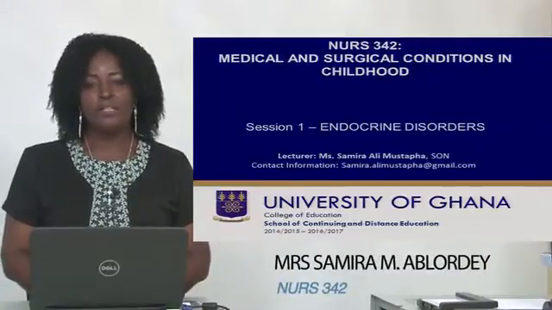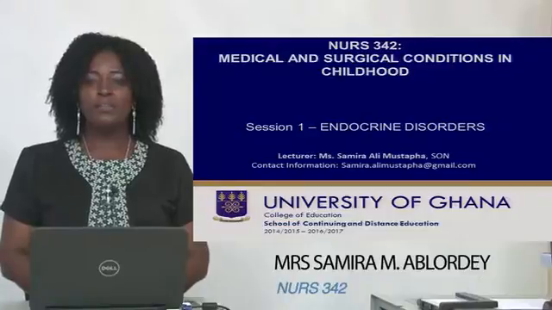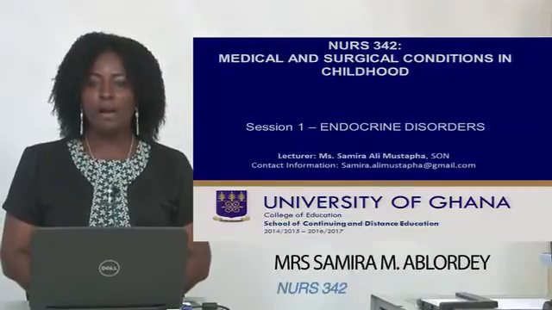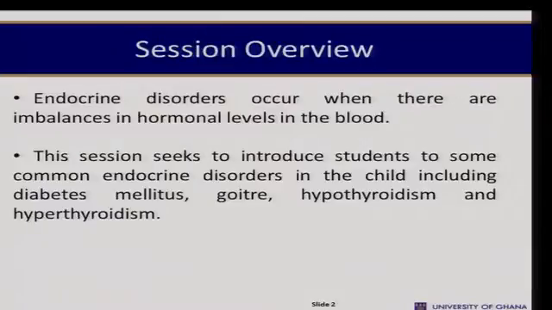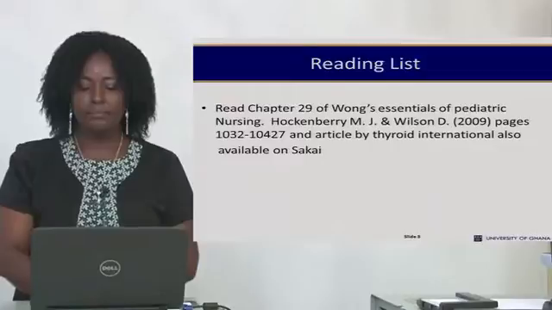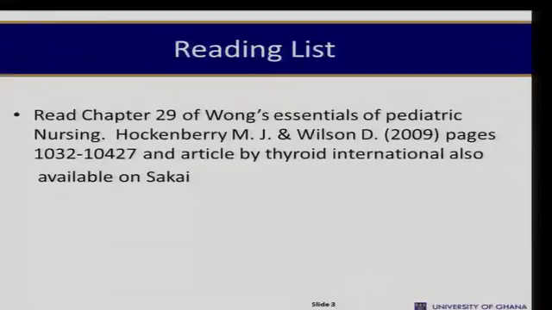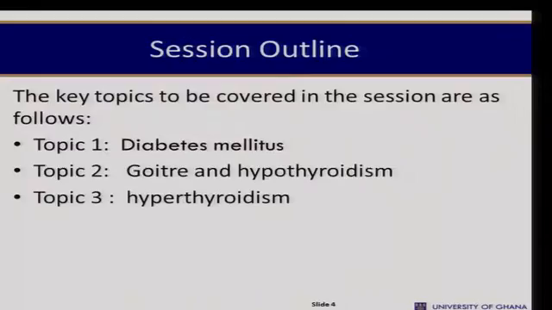Today we are on session 1 and we are looking at endocrine disorders. For our sessional overview, endocrine disorders occur when we have imbalances in hormonal levels in the blood. In this session, students will be introduced to diabetes mellitus, goiter, hypo and hyperthyroidism. We will read Wong's Essential Pediatrics, a textbook recommended for this course to enhance our understanding.